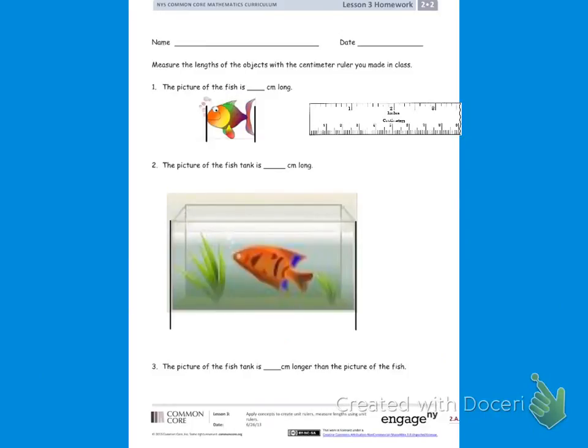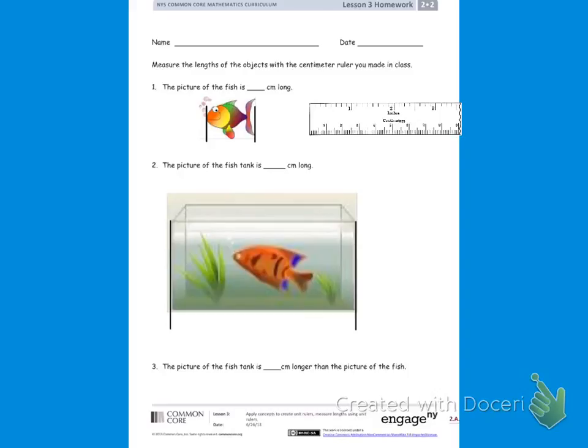Module 2, Lesson 3's objective is to apply concepts to create unit rulers and measure lengths using unit rulers. On this homework sheet, we are asked to measure the lengths of the objects shown with the centimeter ruler that we made in class. In order to demonstrate the correct way to measure with a centimeter ruler, I've added one to this page. Number 1 says, the picture of the fish is blank centimeters long. So I will select this centimeter ruler.